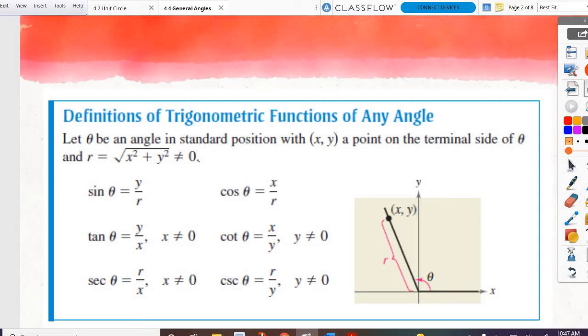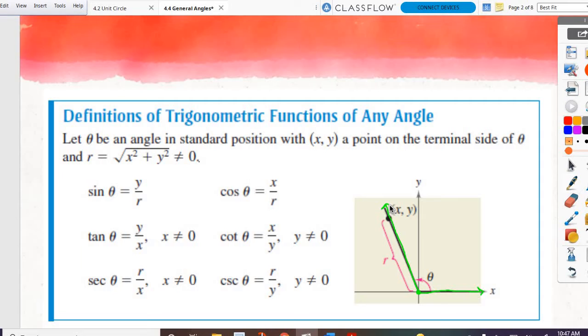No. It's another word for starting. Not beginning. Initial, yeah. So it's our initial side. So remember that our initial side has to be on our positive x-axis. Our vertex has to be at the origin. And then our terminal side is going to be the one that rotates. Agreed? Okay with that?